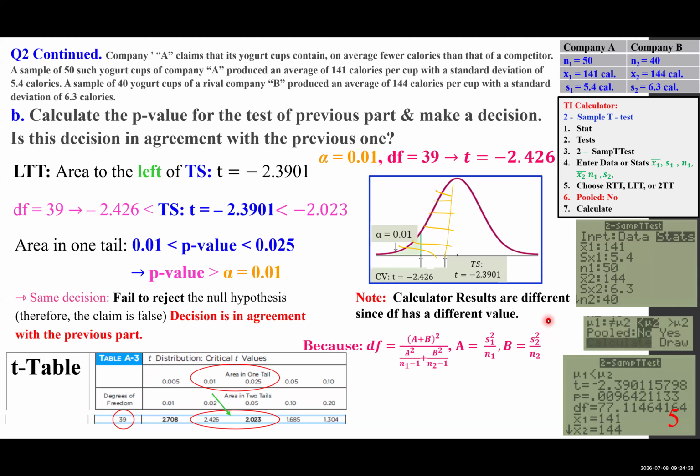Having said that, notice the p-value and the degrees of freedom. Degrees of freedom is different. The p-value is less than alpha, and then you're going to reject H0. So we have a completely different answer in this case. It could happen because of the fact that degrees of freedom is different.